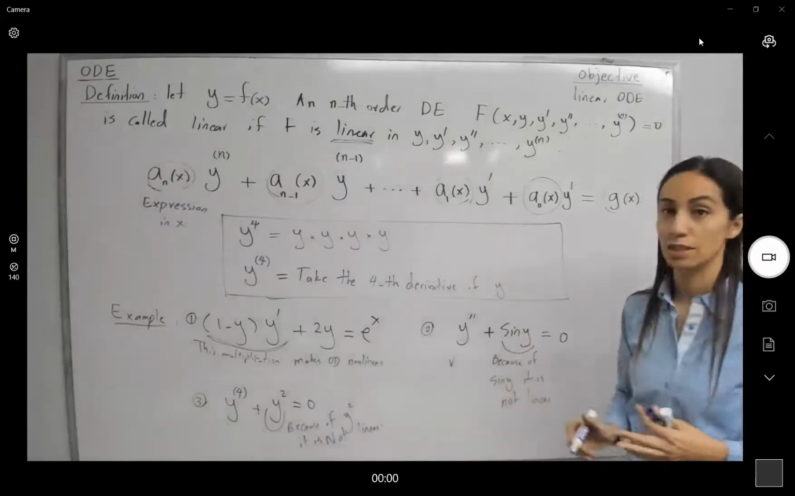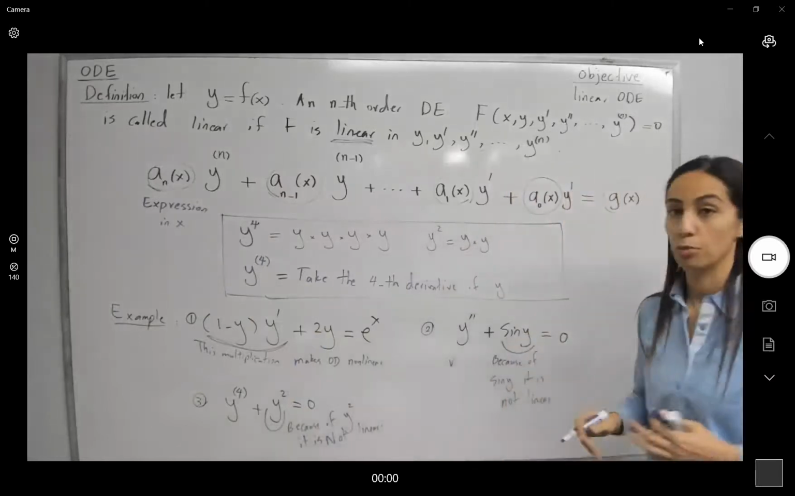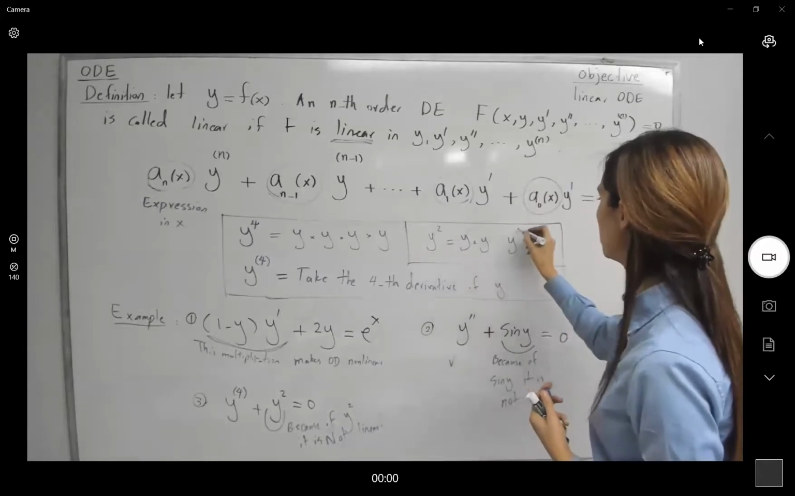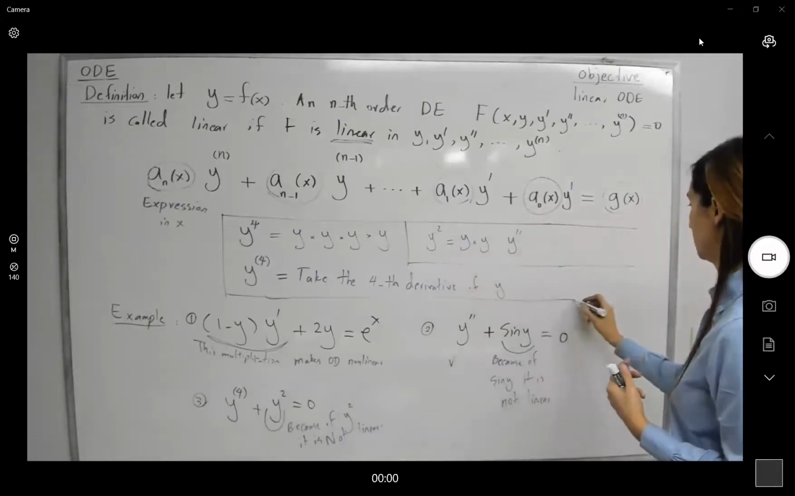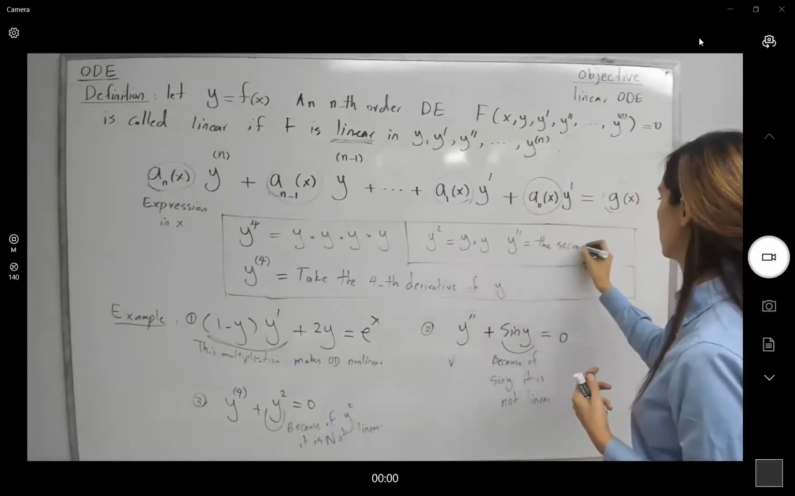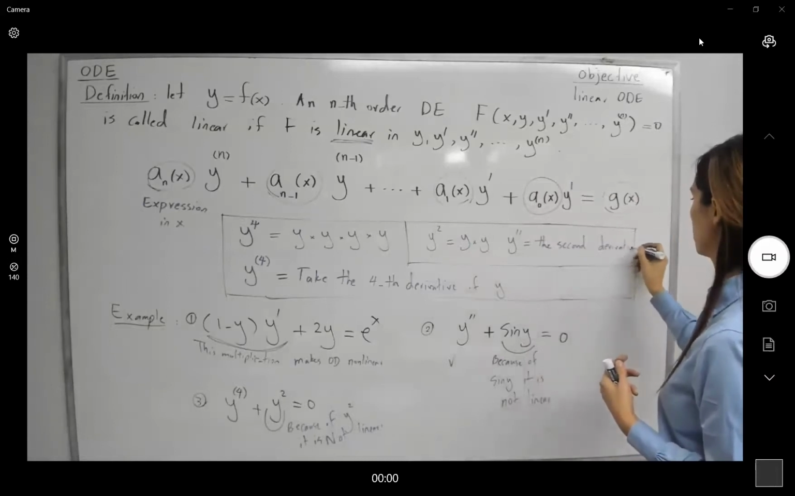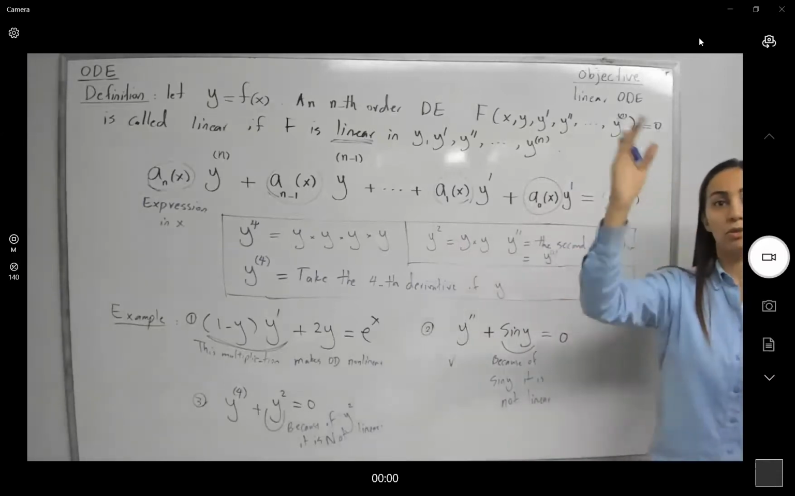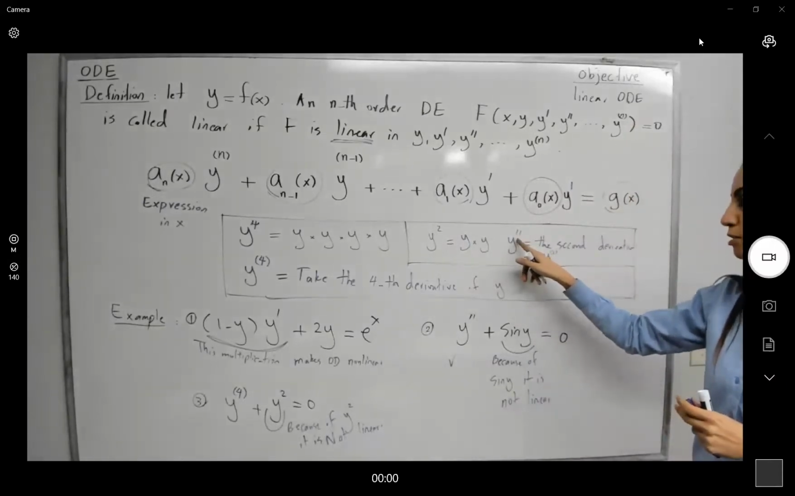So when you see, for example, y squared, it means that it is just y times y. But when you see y prime, then y double prime, it means that you are dealing with the second derivative of y. It's the second derivative of y. So for simplicity, instead of writing y with 2 in parentheses representing y double prime, I just write it this way.